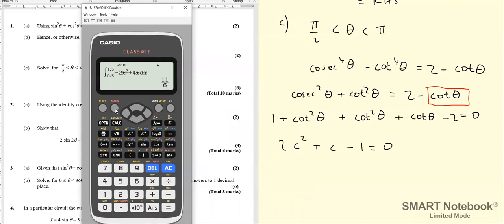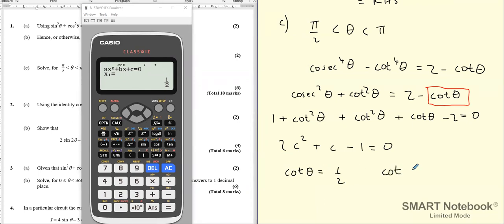So on here, we are going to use the polynomial solver function. We can solve the quadratic using that. So 2 is A, 1 is B, and minus 1 is C. And so we get cot theta either equals a half or cot theta equals minus 1.